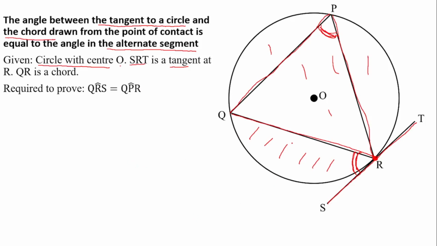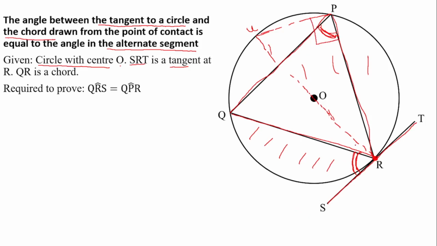Which construction do we do? We construct a diameter from the point of contact, which passes through the center, to a point, let's call it U. After that, you join U and P like that. Why do we do that? If you check here, we have formed an angle subtended by the diameter, an angle in the semicircle, which is this. Let's just discuss first.